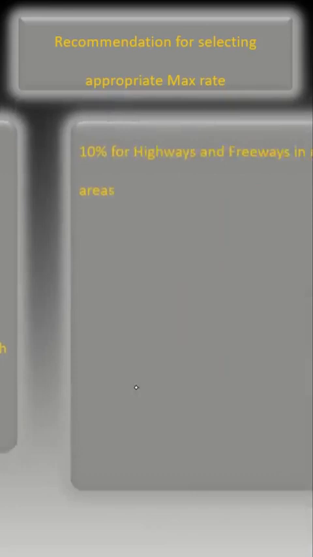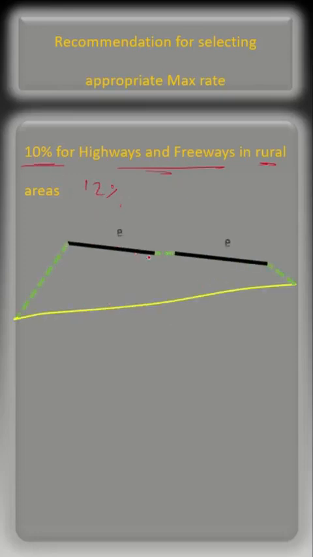It's common practice for highways and freeways in rural areas to be designed for a maximum superelevation rate of 10%, sometimes even up to 12%. But notice, given wide roadways associated with highways and freeways, sometimes using these rates may cause problems.